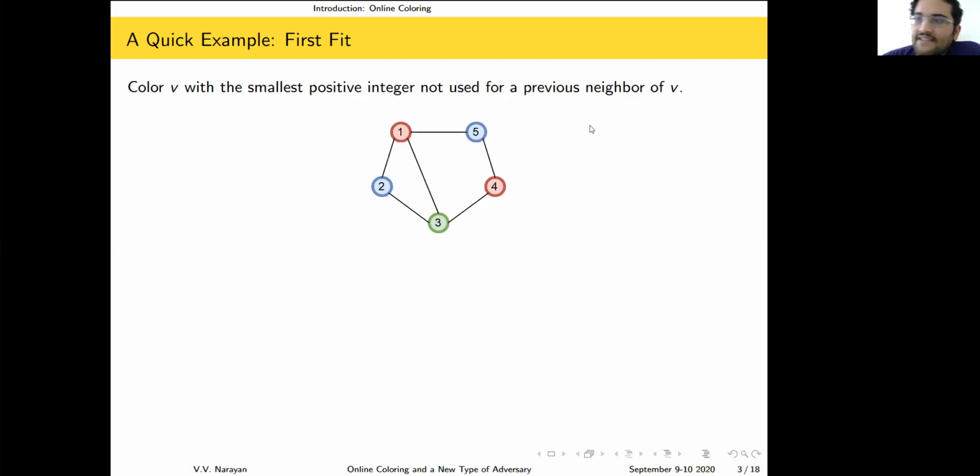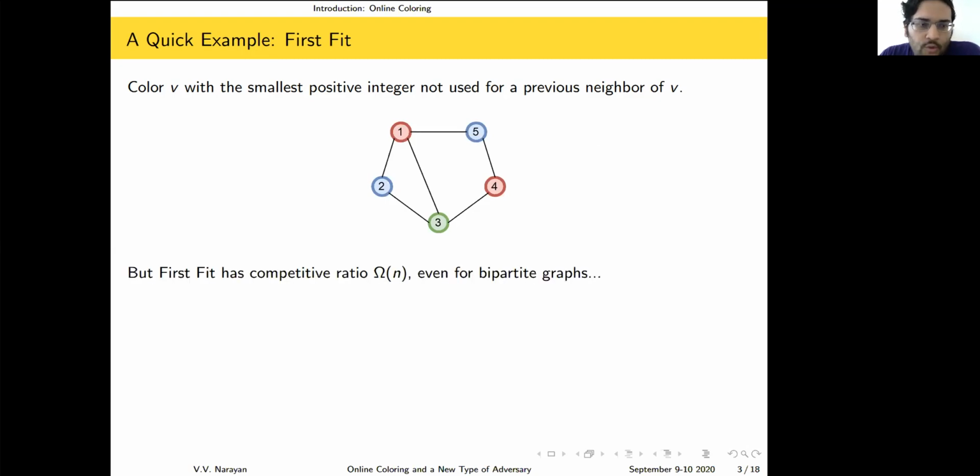In general, it's easy to see that any online coloring algorithm can color any graph on n vertices with at most n colors. It can just assign a different color to every vertex. But can First Fit do significantly better? It turns out the answer is no. First Fit has competitive ratio Omega of n, even for the very restricted class of bipartite graphs.